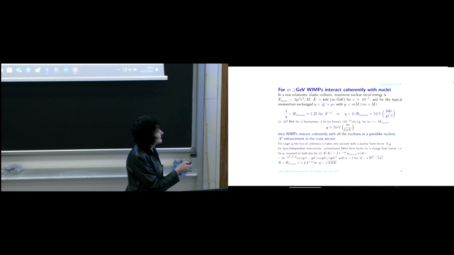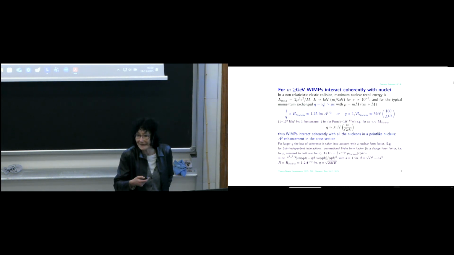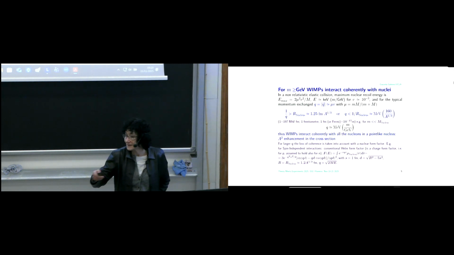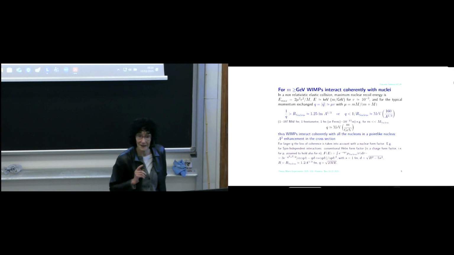the characteristic momentum exchanged by WIMPs is such that it is much smaller than the inverse radius. And therefore, 1 over q is much larger than the typical radius of a nucleus. Therefore, the WIMP typically sees the nucleus as a point-like particle. And so its charge is A times its charge. Of course, exactly, it depends. I'm saying A squared if I'm counting spin-dependent interactions or something that counts the number of events. Could be something different, right?